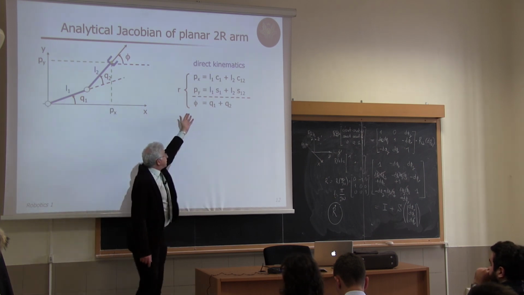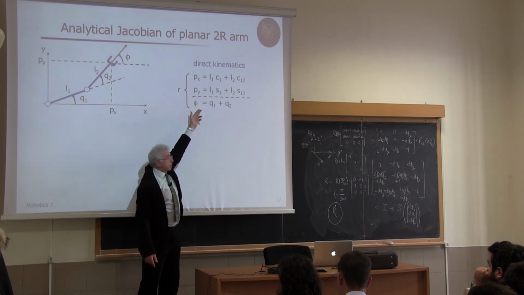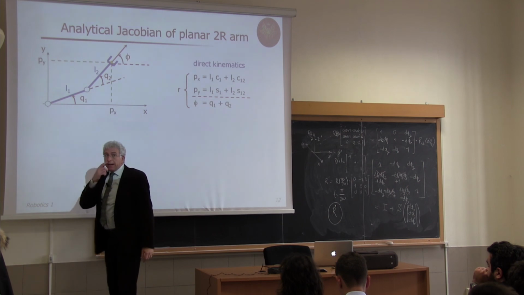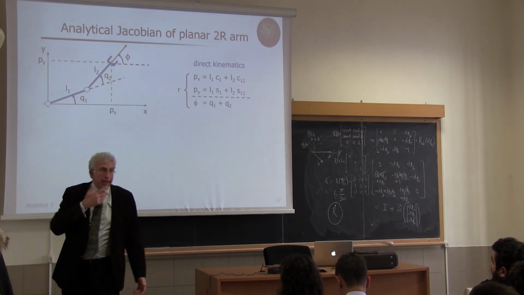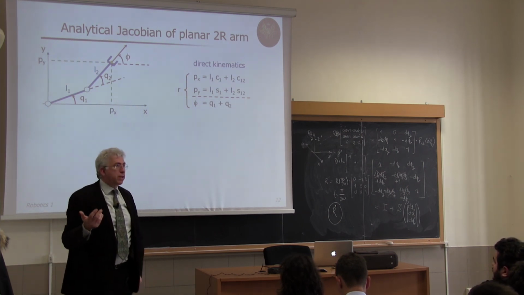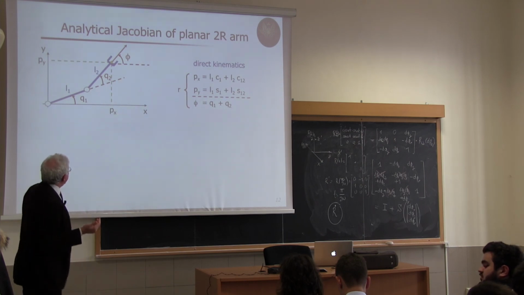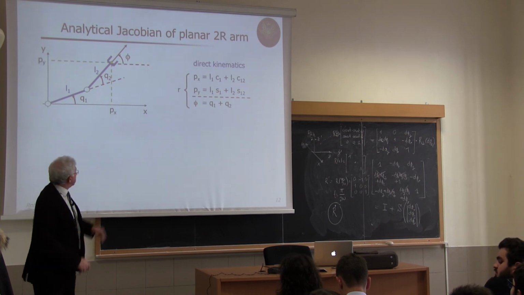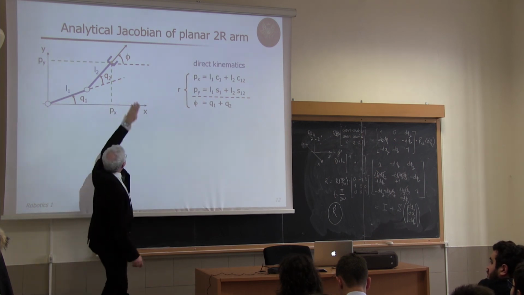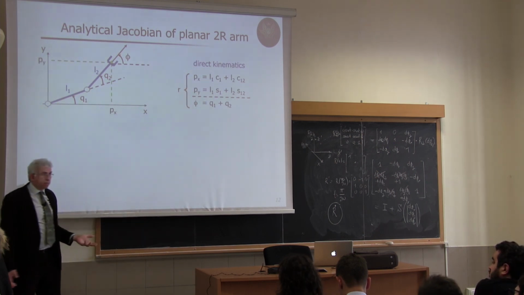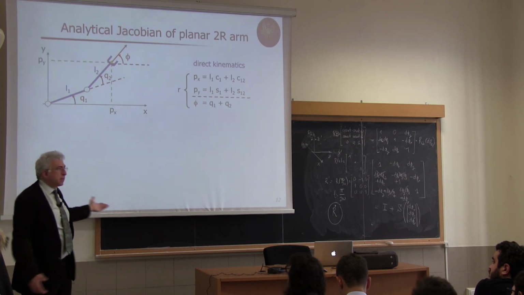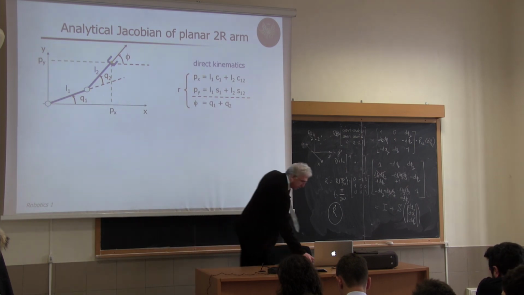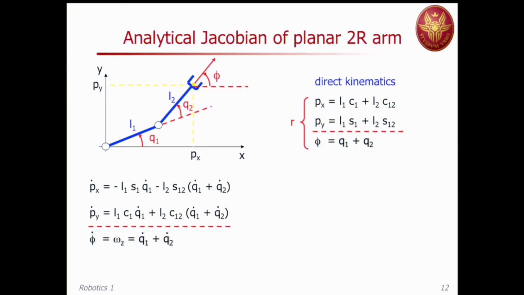So this is the direct kinematics. The first part is well known, and also the last part. Using the Denavit-Hartenberg convention, q1 and q2 are here theta 1 and theta 2, exactly those of the convention. So this is the direct kinematics. The sum of q1 and q2 is just the orientation of the end effector. And now we take the derivative in order to compute the mapping and the analytic Jacobian.